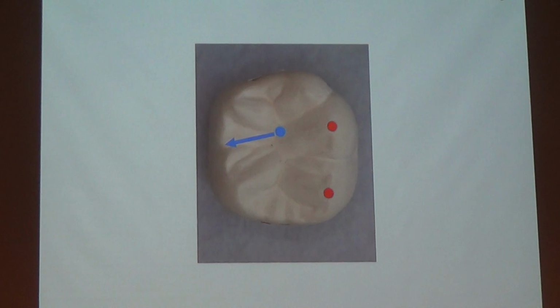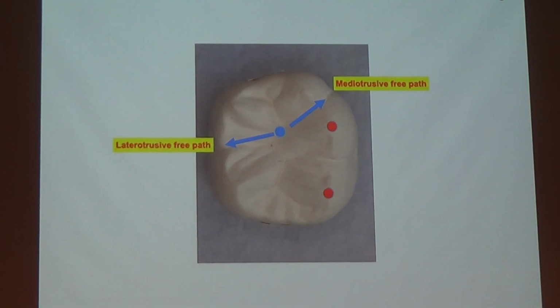Lower molar. This is the movement that the lower molar makes in lateral occlusion. Free path. And medial occlusive free path.